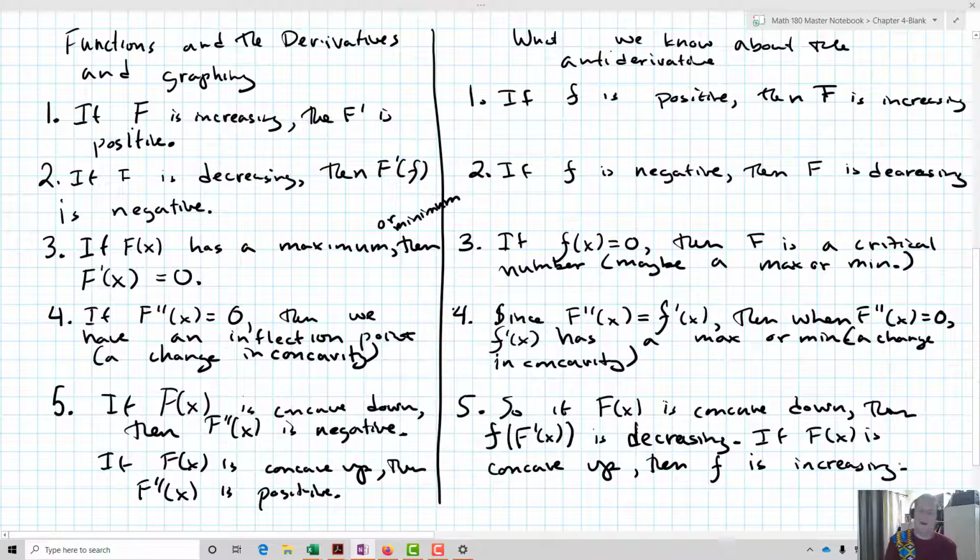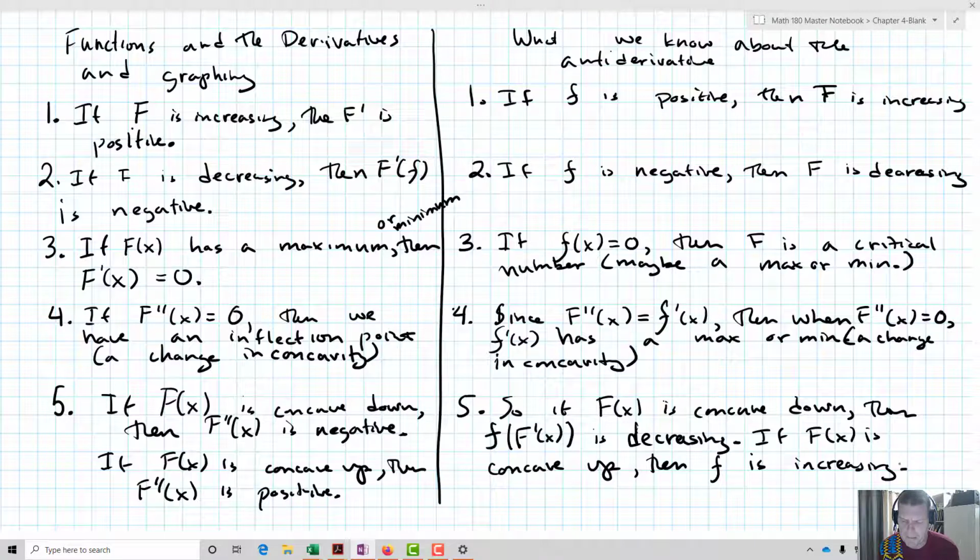So this gives us some parameters that we can use in order to identify information about the parent function from the derivative, and also information from the derivative about the parent function. So what we've got here is if little f is positive, then big F is increasing. And if little f is negative, then big F is decreasing. So if f of x equals 0, then it is a critical number, so it may be a max or a min, depending upon what we see.